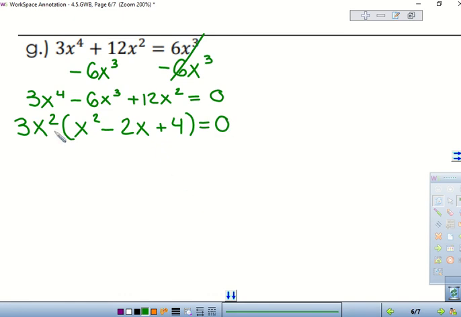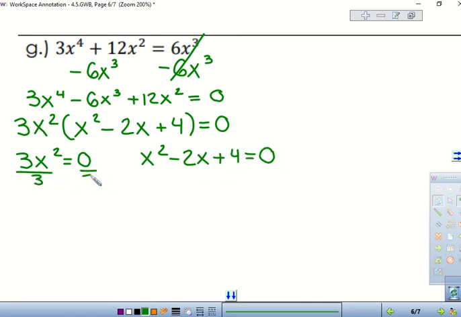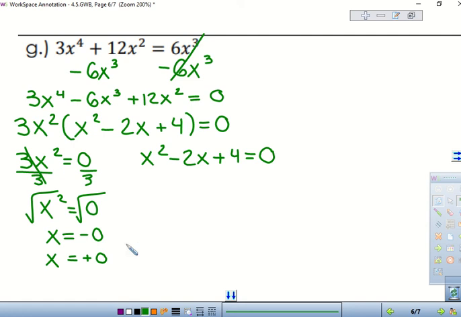Okay, now we're going to set each of these equal to 0. Both of them. This one here, we've got to divide by the 3. This gives me x squared equals 0. Take the square root, and you technically get x equals negative 0 and positive 0, but those are actually just really 0, aren't they? Because 0 can't be negative or positive.